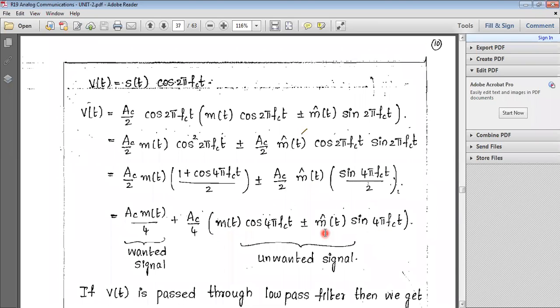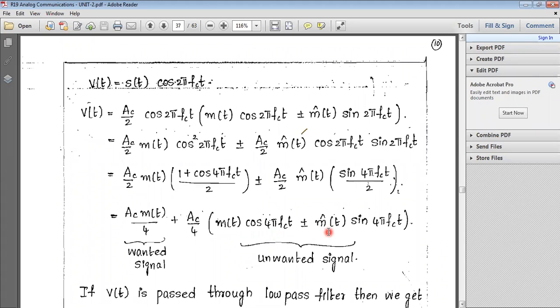Any doubt in this expression? Just multiply Ac by 2 m of t into the inside parameters. Then you have Ac m of t by 4, plus again, when we multiply with the second parameter, it becomes Ac by 4 m of t into cos 4 pi fct. Just multiply in the next step. After that you take Ac by 4 common. Then the signal becomes m of t cos 4 pi fct plus or minus m cap of t sin 4 pi fct.